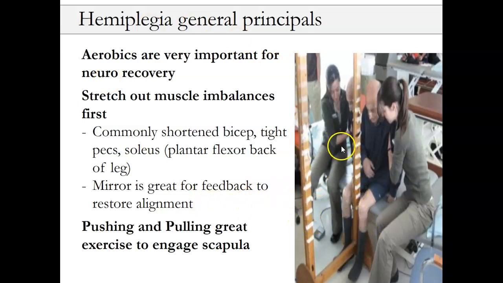The mirror is a great thing a lot of OTs use. They can see themselves in the mirror, correct their posture, get good trunk control, have good kind of movements. Pushing and pulling in general are really good for engaging the scapula. And a lot of times you're trying to work on protracting and retracting that scapula. That's kind of where you start in a lot of cases with these shoulders, because that is paralyzed or weakened as well.